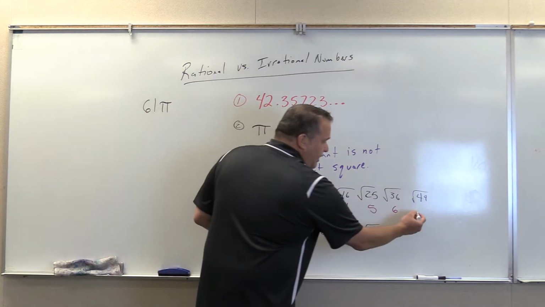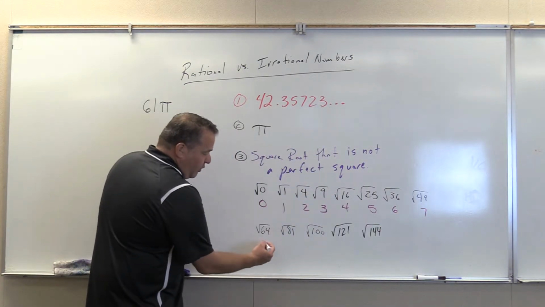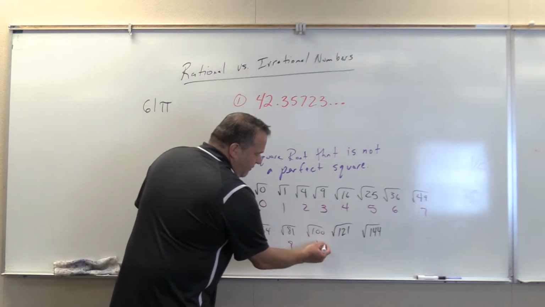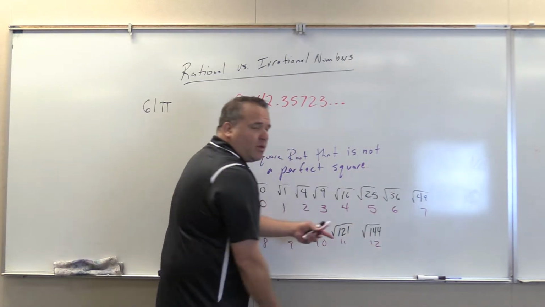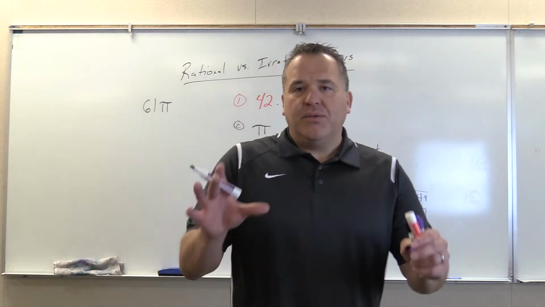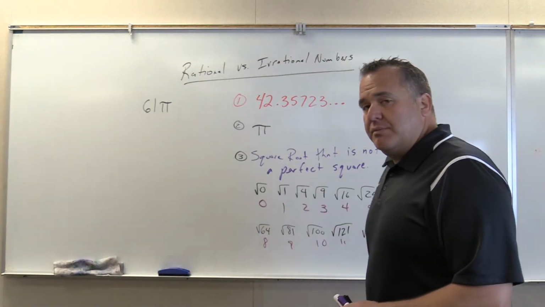6 times 6 is 36. 7 times 7 is 49. You got 8, 9, 10, 11, and 12. And so you could keep going on now. But let's just, for time's sake, leave it like this.